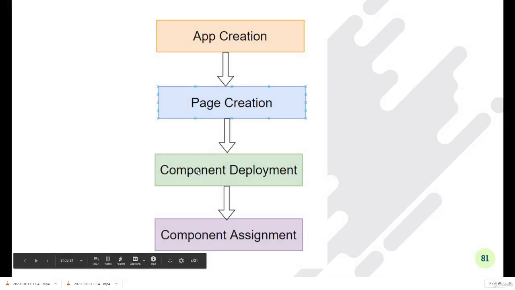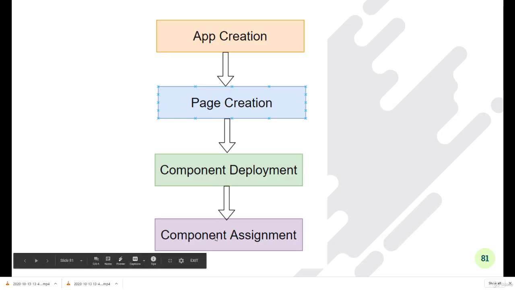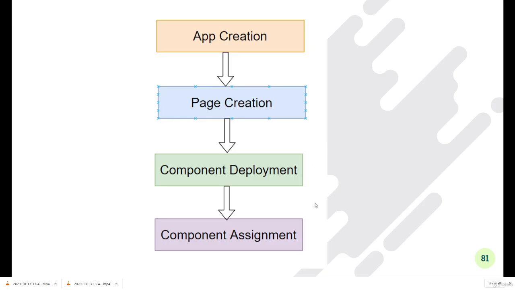And we want to create an app so that all the components that we create going forward come under that app. And to place the components under the app, we need a page. So after the app creation, we'll create a page and then we'll deploy our hello world component. Once it's deployed, we'll place our component into the respective page that we created. So this is the flow that we're going to follow in this particular video. We'll start with the app creation, then we'll create the page, then we'll deploy the component, and then we'll place the component in the respective page.